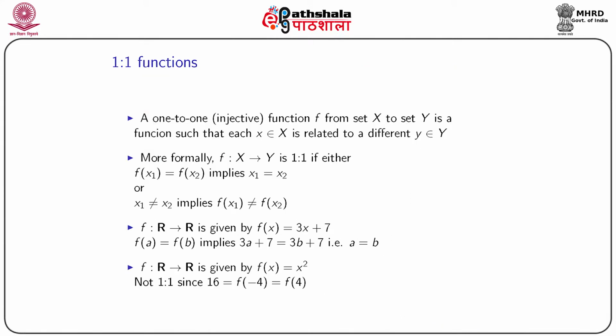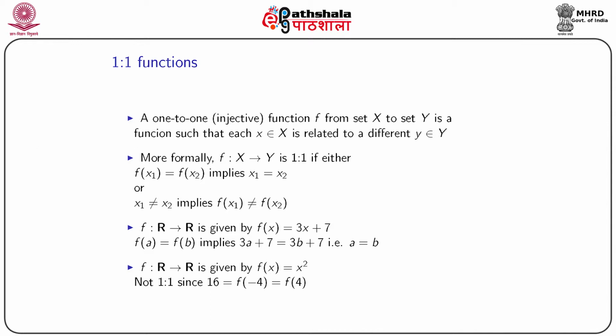Now we'll try to focus more on one-to-one functions. A one-to-one function, that is called an injective function, f from set X to set Y, is a function such that each x belonging to the set capital X is related to a different y belonging to set capital Y. So if we want to define a one-to-one function more formally, it should be something like this: f is a mapping from X to Y, and we'll call this a one-to-one correspondence or one-to-one mapping if either of the two conditions hold.